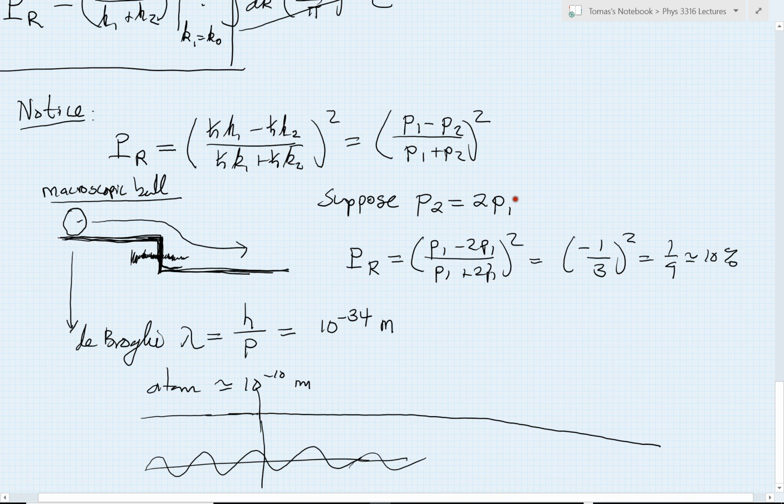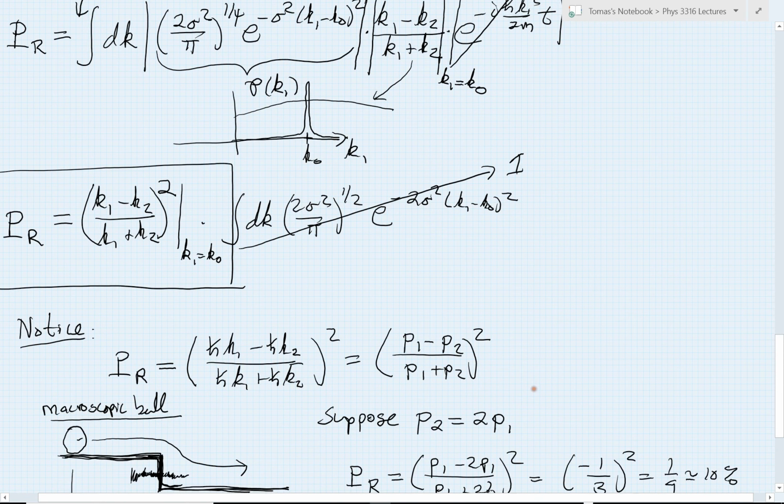Very good. So that really then completes what I wanted to say about this simple type of an example.